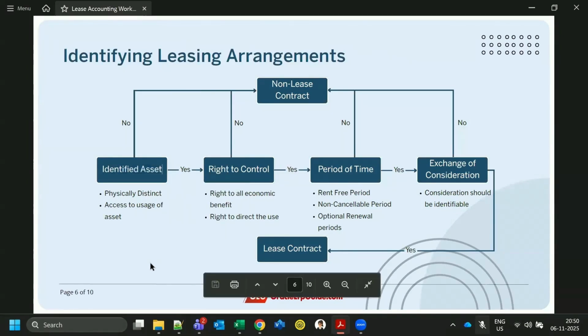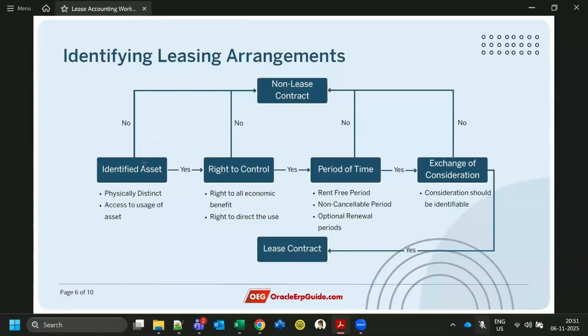There should be an identified asset in your lease contract. If there's no identified asset, if it is a service contract, it doesn't form part of a lease contract. When I say identified asset, we are talking about a physically distinct asset. For example, the example we've taken earlier, if I'm reaching out to a supplier or a landlord for renting a residential plot or a flat, that flat represents a physically distinct property. And which means that it qualifies the first condition of being an identified asset here.